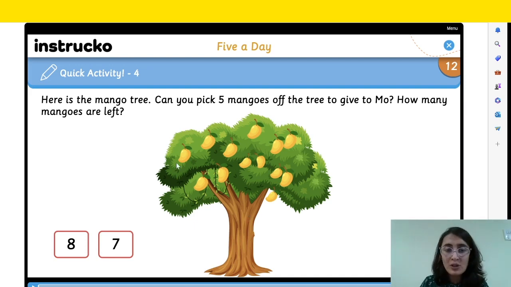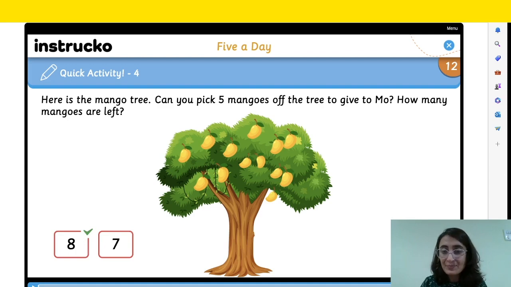Okay. So let's start from here. 1, 2, 3, 4, 5. See, these are the 5 mangoes that we'll give to Mo. Now let's count how many mangoes are left with us. Okay. 1, 2, 3, 4, 5, 6, 7, 8. Total 8 mangoes are left on the tree after giving 5 mangoes to Mo. Okay. So we will mark the answer here as 8.